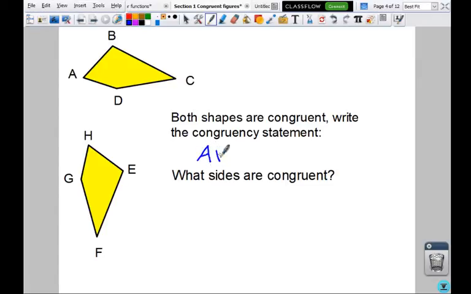So if I'm going to look at this, ABCD is my top shape. I'm going to write ABCD, and I'm going to say it is congruent to, and then I have to match them up on the bottom shape. So A is going to match up with H, B will match with E, and then C is going to match up with F. And then the last one, D goes with G.